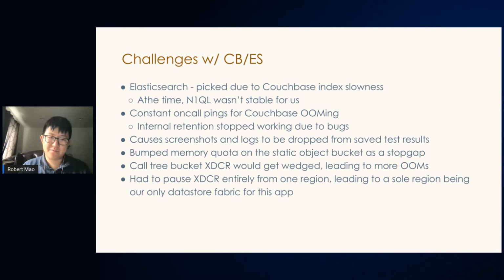To try and get around this, we bumped the memory quota on the separate bucket that we use for static objects as a stopgap, but this would only work for a couple of days or weeks before it fell over again, and we had to go back and do this over again. On top of that, our call tree bucket cross-data center replication would get wedged, leading to even more out of memories. Ultimately, this caused us to pause cross-data center replication entirely from a region, leading to a single region being our only data store fabric for this app and putting us in a rather vulnerable position.